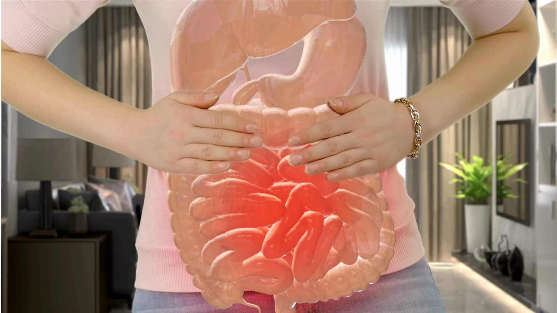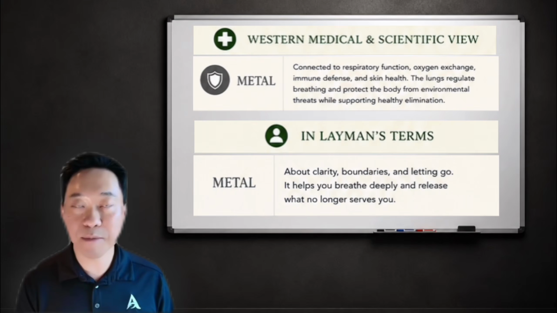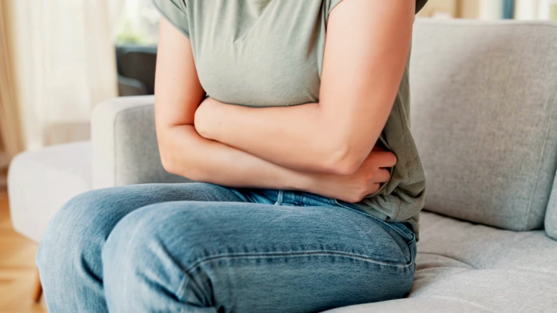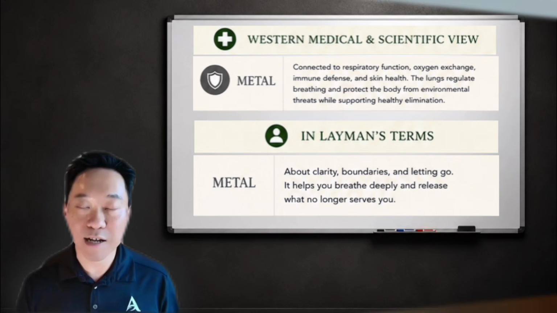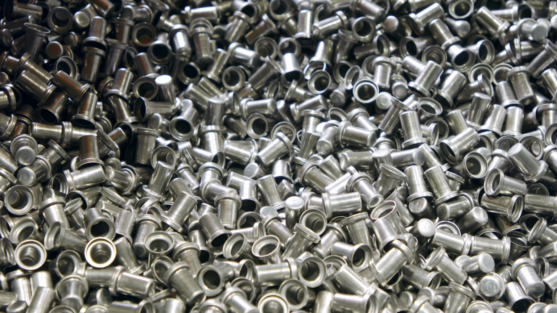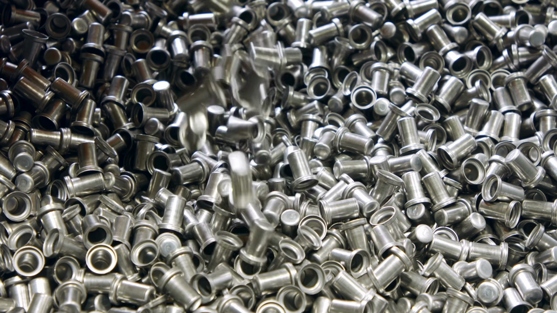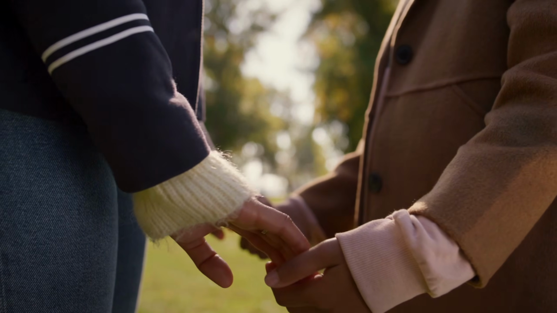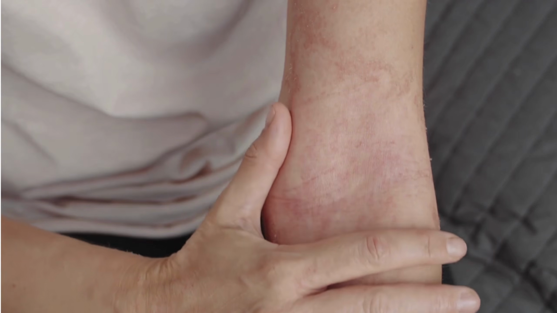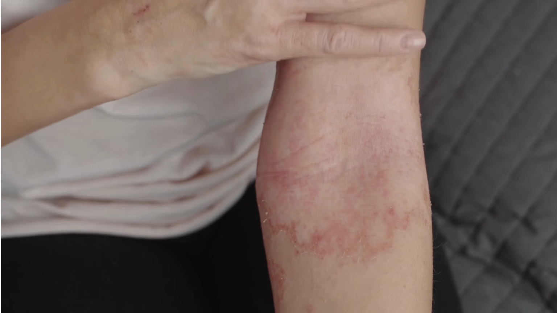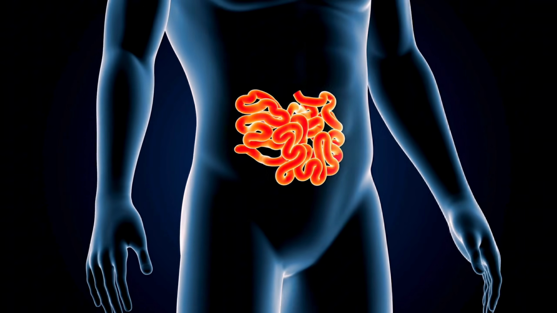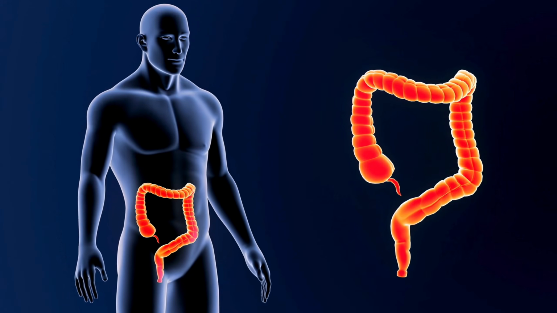If you have colitis, you have a metal issue because the metal relates to your large intestine. Okay, you have colon cancer. Hey, it's a metal problem. Now, it's not just a metal problem, but the metal is involved because it correlates to your large intestine, right? Metal is about clarity, boundaries, letting go. It helps you breathe deeply. Allergies, it's also a metal problem. If you have airborne allergies, food allergies actually may be a little more heart problem because it's small intestine, and earth problem because large intestine, okay?